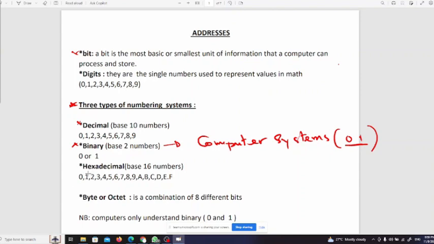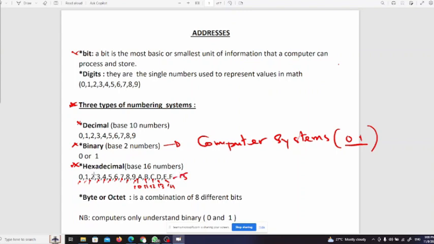So now we also have another numbering system that we call the hexadecimal numbering system. We also call it base 16, which is made of values from 0, 1, 2, 3, 4, 5, 6, 7, 8, 9. But after 9 we have 10, 11, 12, 13, 14, and 15. Those are represented by A for 10, B for 11, C for 12, D for 13, E for 14, and F for 15.